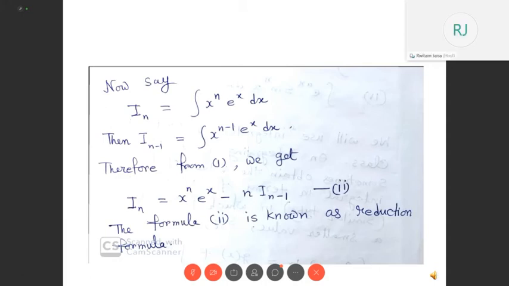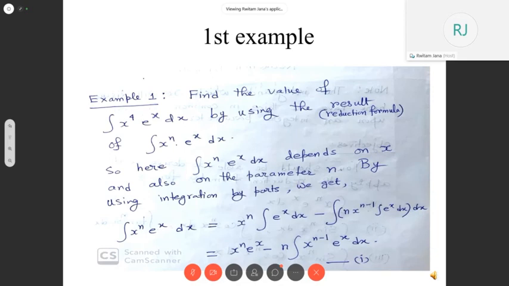Suppose one can ask you, find the reduction formula for integration x to the power n e to the power x dx. Then you have to find the reduction formula by taking the first function, second function, and find the I suffix n value. But if you want to calculate the value of integration x to the power 4 e to the power x dx, and you can remember the reduction formula for x to the power n e to the power x dx, then directly you can put n equals 4, n equals 3, whatever it is. Actually, it depends on number of marks.